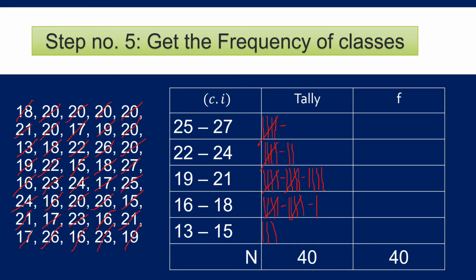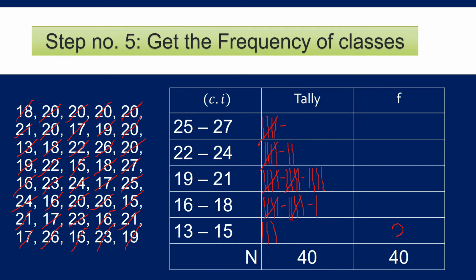We are done doing the tally, so we can now get the frequency. You think doing the tally is very easy. It needs focus and concentration because one mistake, you really have to repeat the process. So let's get the frequency.